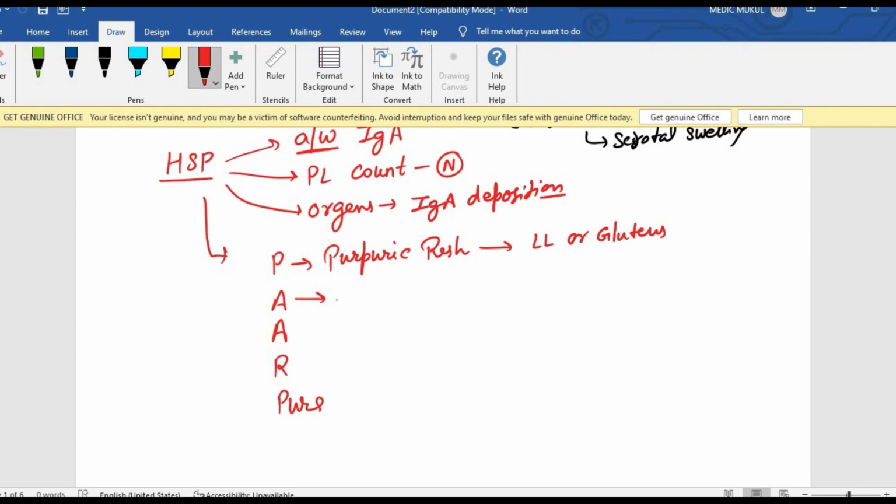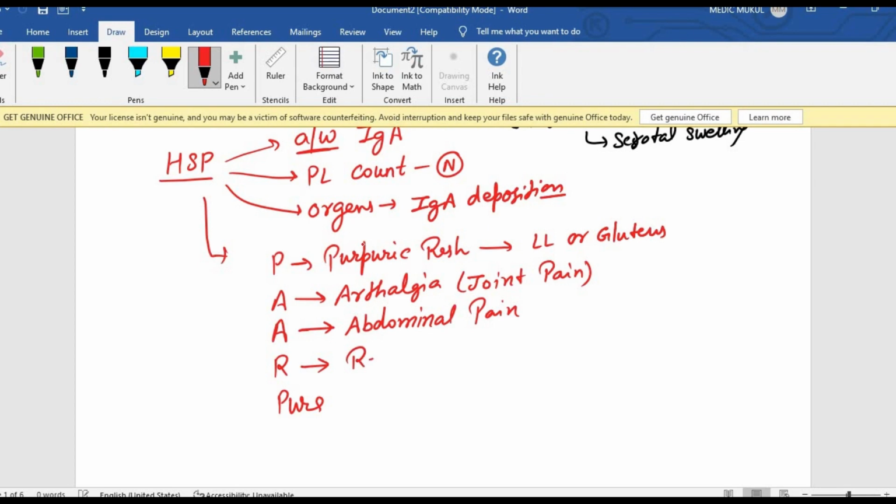Abdominal pain as well as arthralgia. You can remember arthralgia, and what do we know it is? That is joint pain, seen as pain on walking. Then we have the colicky abdominal pain, so there will be abdominal pain. Then what will we have? There will be renal involvement.